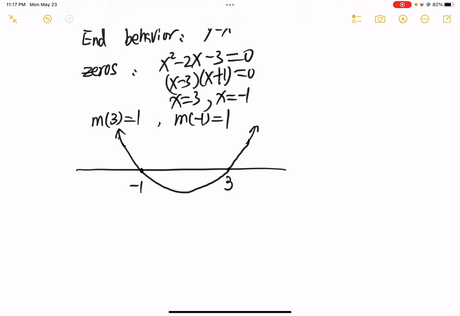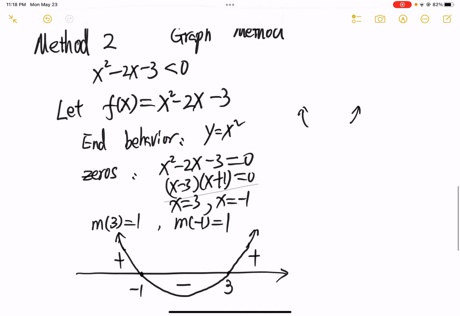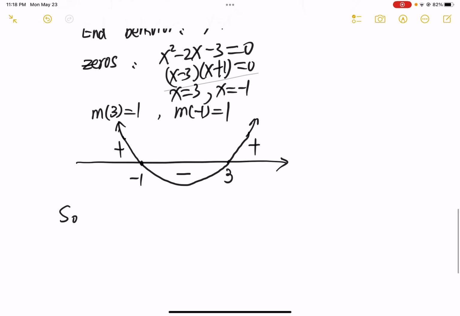And from the graph, we know that for x less than -1, the function is positive here. Between -1 and 3, the curve is below the x-axis, so this part is negative and here is positive. What we want is negative, so these two points should not be included because at these two points the function equals 0. So we have x between -1 and 3. So you can use the graph to help you solve the problem. This is called the graph method.